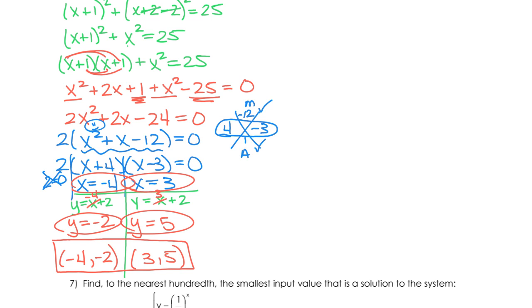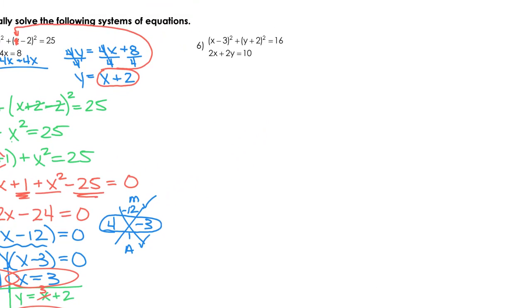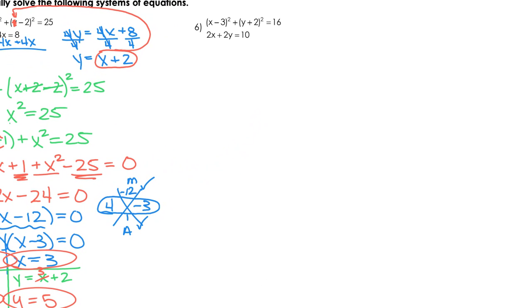All right, I'm going to go back up and we'll do the second one. Drawing a little separator line so our work doesn't get confused. And here we go. Top equation, guys, is a circle. Bottom equation is a line. Neither equation is y equals form or x equals form.